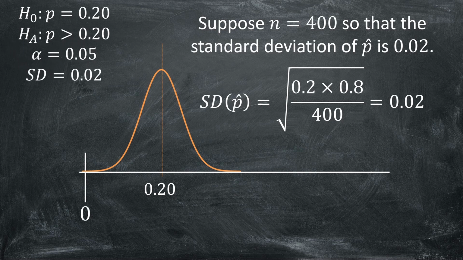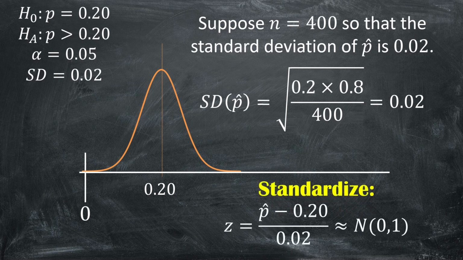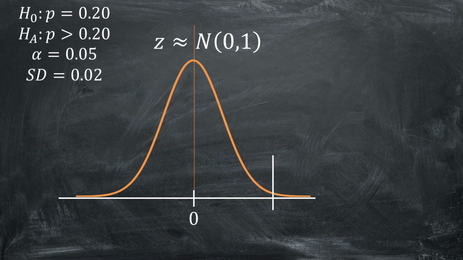Now, why do we need the standard deviation? Because if we were actually conducting a hypothesis test, we would get a p hat, and then we would standardize that p hat to get a z-score. Then, of course, we would go to a z-distribution to figure out if we're going to reject or not. This is the way we would normally do it. If it's a 5% test, we need a boundary point that puts 5% in the upper tail.